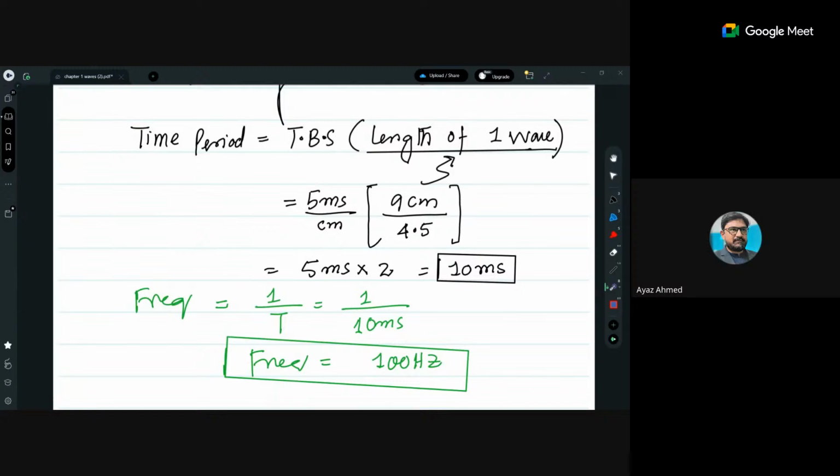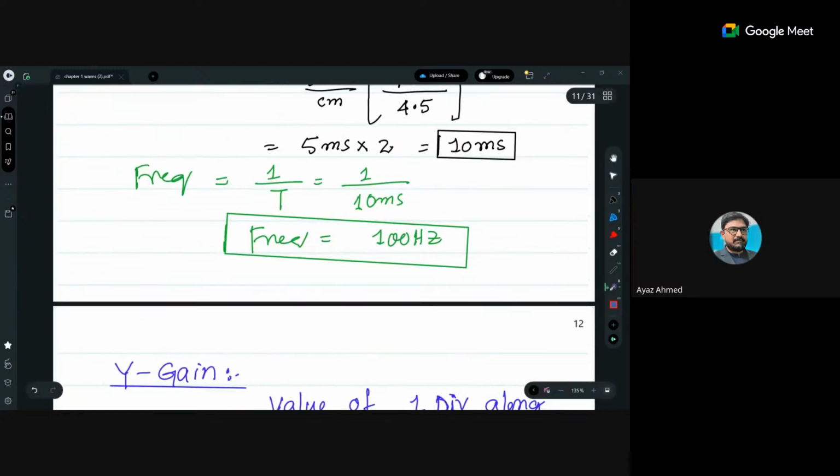Okay, then next we have to know about the frequency. For frequency, we just take the inverse of the time period. First we have to calculate the time period, then we take its inverse, and that is the calculation of your frequency. Got it?